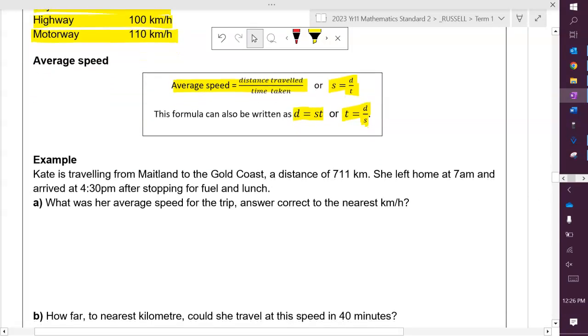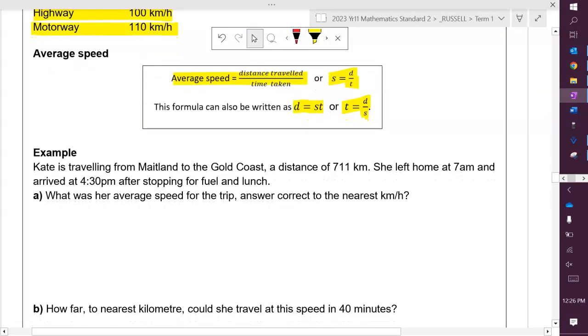If we look at an example here, it says Kate is travelling from Maitland to the Gold Coast, which is a distance of 711 kilometres. She left home at 7 a.m. and arrived at 4:30 p.m. after stopping for fuel and lunch. What we need to find is the average speed for the trip to the nearest kilometre per hour.